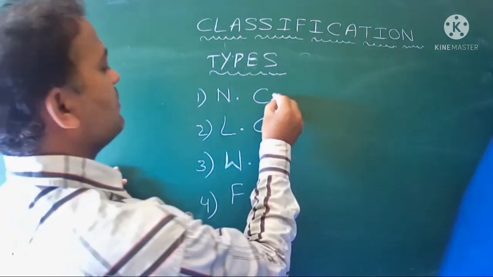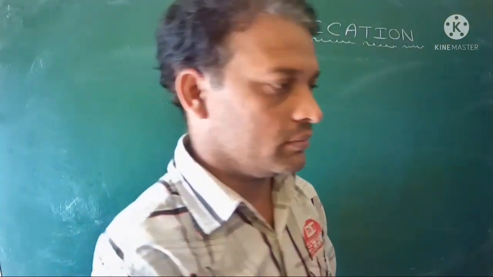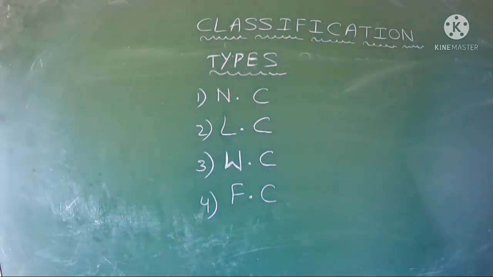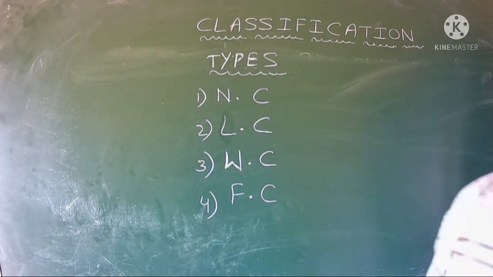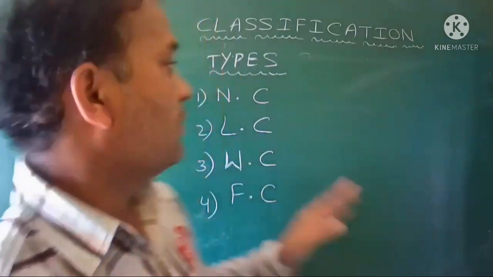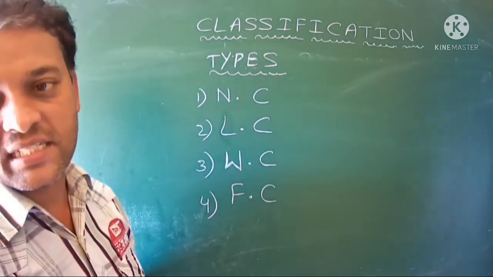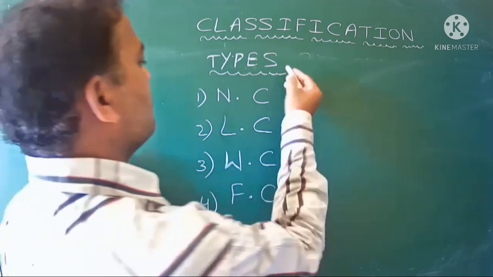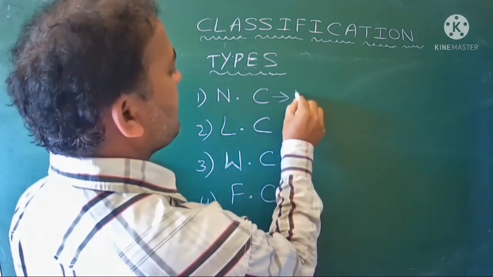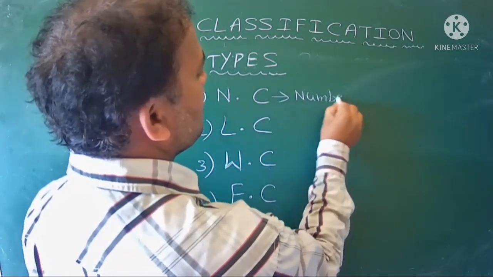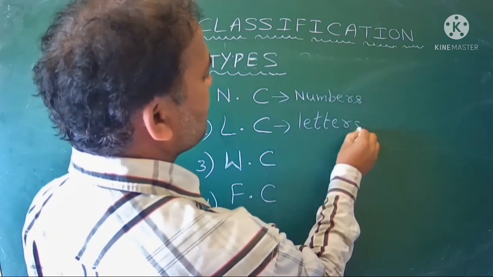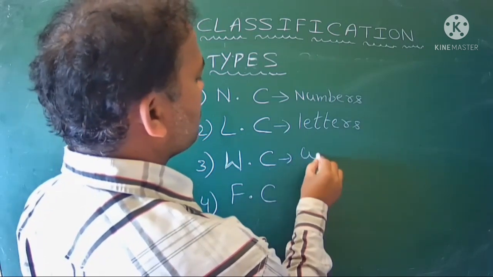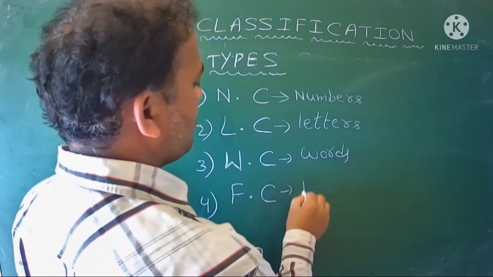Suppose it is number classification. Number classification means here numbers are involved. Similarly, letter classification involves letters, word classification involves words, and figure classification involves figures.